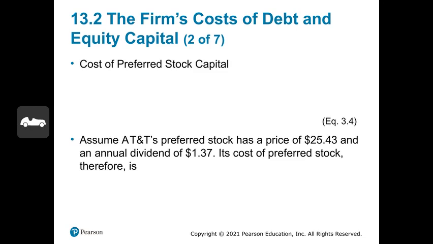We're assuming there's no growth, and there's generally no growth with preferred dividends because preferred stock has a stated dividend rate. So if we want to calculate the cost of the preferred stock, given that the stock price is $25.43 and the dividend's $1.37, we take the $1.37, divide by the $25.43 price, and we come up with a rate of 5.39%, which your slide shows if you printed it out.